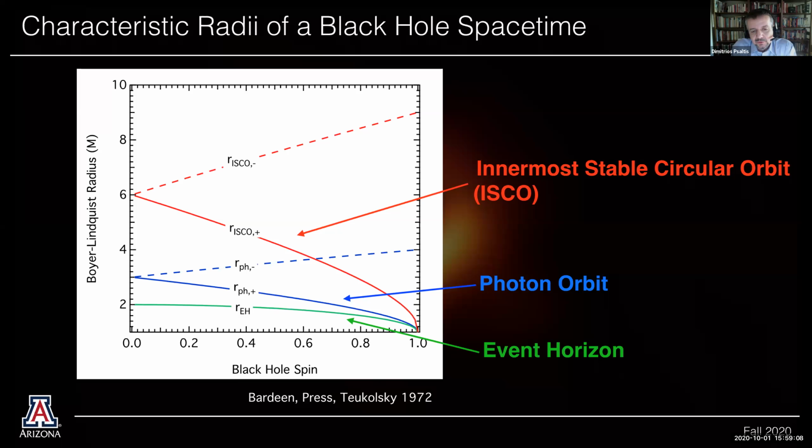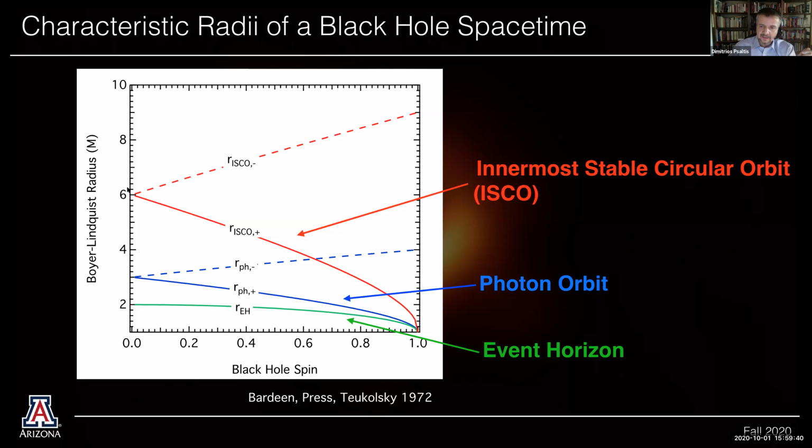To understand what the outline of that black hole shadow really is, let me tell you quickly something about the Kerr metric. The Kerr metric has three characteristic radii, and here I plot them as a function of black hole spin from 0 to 1. The solid curves are when the black hole is moving together with the flow, and the dashed curves are when the black hole is moving the other way with respect to the flow. The closest radius is the event horizon, the point of no return. We know all about that.